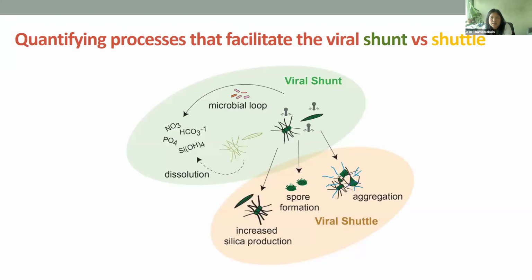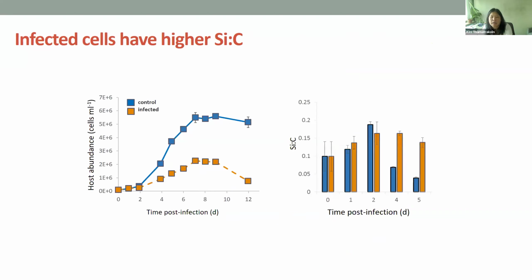So we've recently started looking at quantifying processes that would tip the balance towards the viral shunt or the viral shuttle. And this is a very simplified view. There's a lot of other factors that probably contribute to both of these aspects. But things that we've been looking at, particularly in my group, are aspects that impact the viral shuttle. So this would be an increase in ballast production.